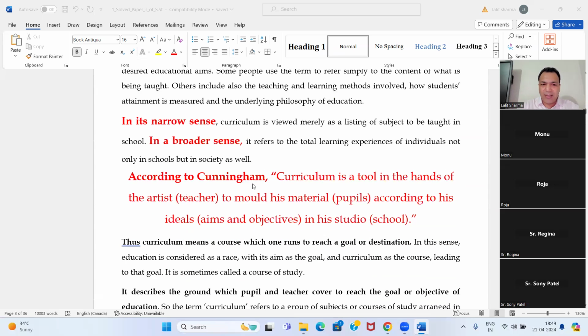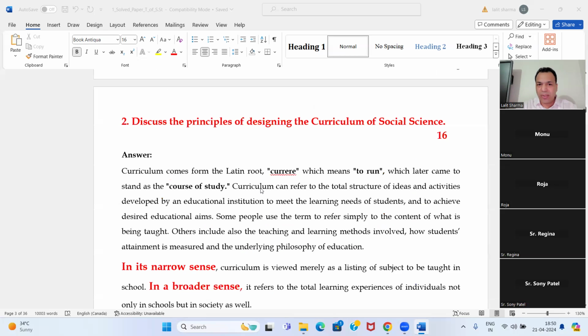You can see Cunningham's definition. When I told all of you that you have to remember the definitions of Cunningham, what Cunningham has said regarding the curriculum: curriculum is a tool in the hands of the artist. Who is the artist? The artist is the teacher, to mold his material. Material is the pupil, according to his ideals, aims and objectives in his studio. You remember, guys, right?